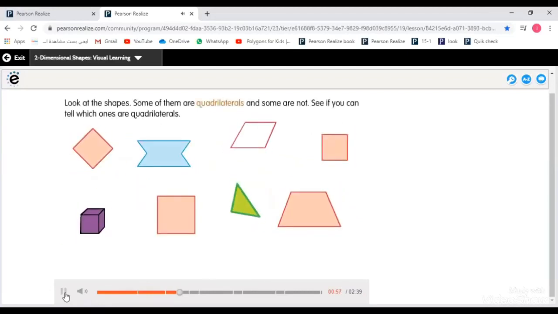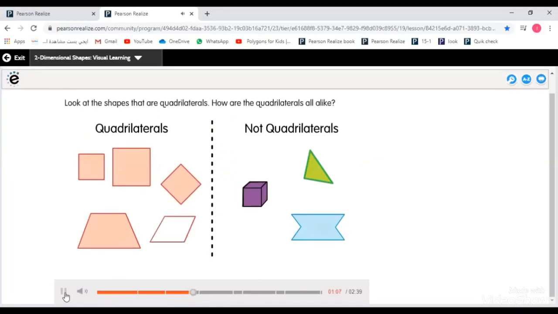Look at the shapes. Some of them are quadrilaterals and some are not. See if you can tell which ones are quadrilaterals. Look at the shapes that are quadrilaterals. How are the quadrilaterals all alike?